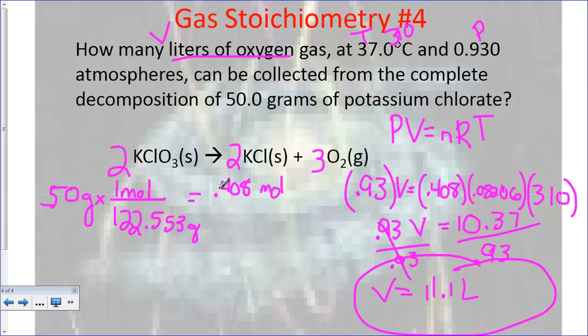If you are at STP, you can assume 1 mole is equal to 22.414 liters, and you can do straight volume calculations. If every single thing, reactants and products, are all gases, then their mole ratio, their coefficients in front, are also their molar volume coefficients, or their liters. Okay? And that's all you need to know to solve gas stoichiometry problems.